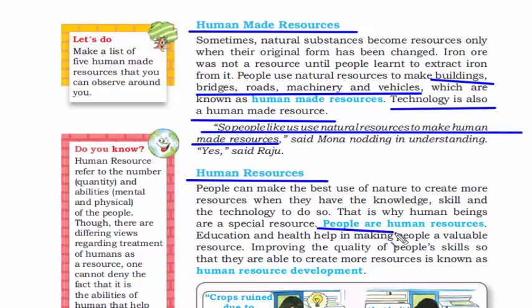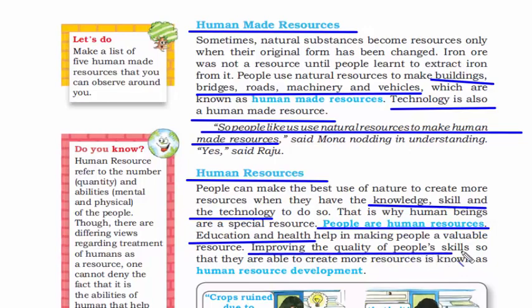So always remember, in this category, people are human resources because humans have the potential to multiply the natural resources with the help of knowledge, skills and technology. Education and health help in making people a valuable resource. That is why focusing on improving the quality of people's skills so that they are able to create more resources is known as human resource development. One of the reasons why developed nations are ahead is because of their human development index, which is pretty high because the quality of skills given to people is much higher than in other countries. Or in other words, we say they have a lot of opportunities to grow in life.